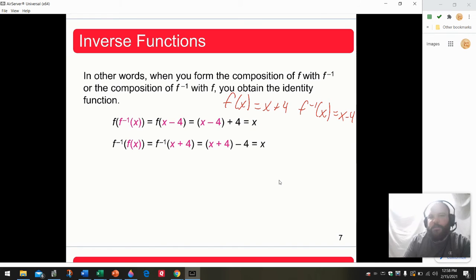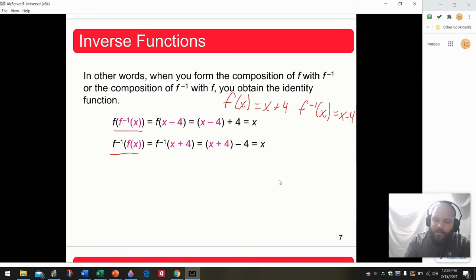Now, if two functions are inverses of one another, then you should be able to compose them both ways. So you should be able to do f of f inverse like we did here, and f inverse of f like they're doing in the second line, and both of the outcomes will be x. If you notice, you got an x for both of those.